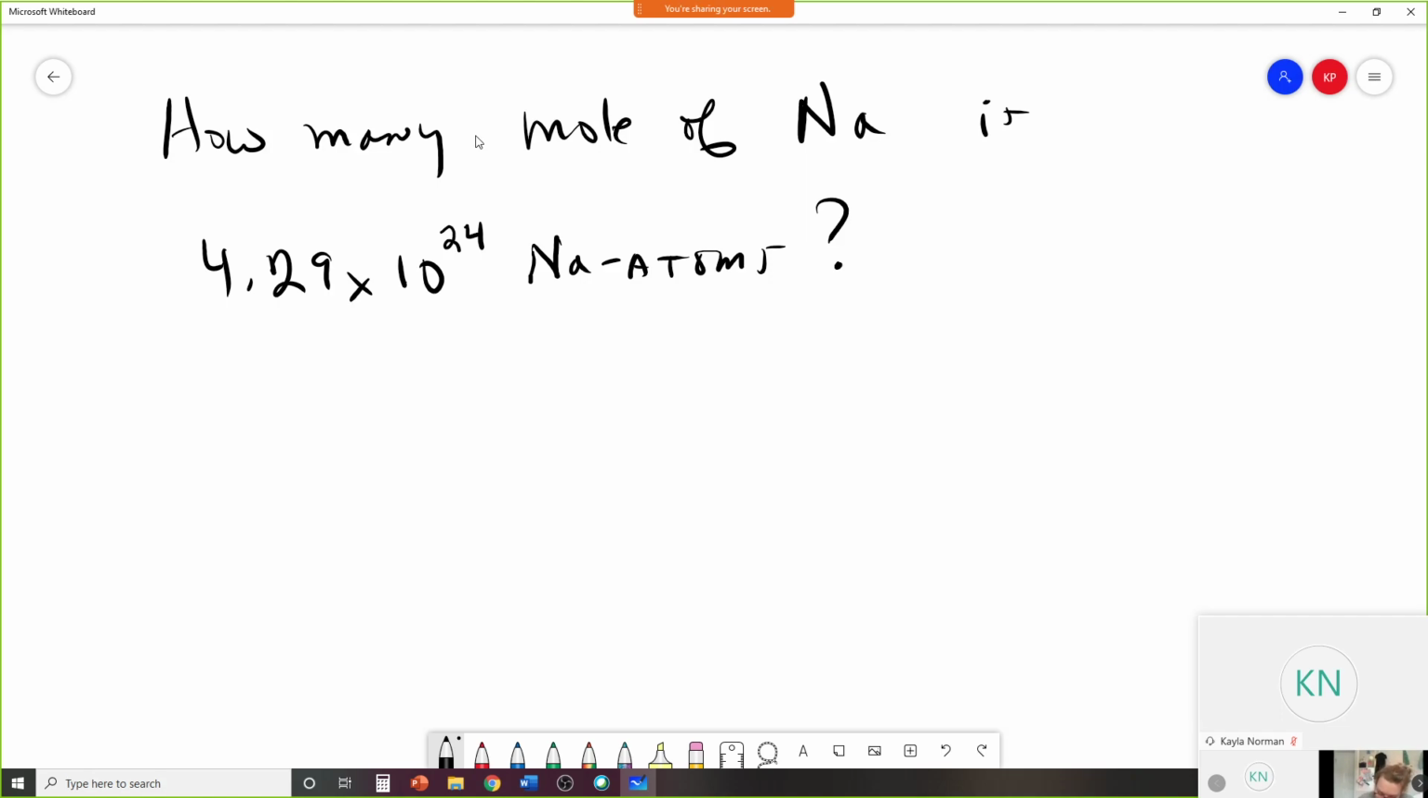Okay, so we have a question here. It says, how many moles of sodium is 4.29 times 10 to the 24th sodium atoms? Now remember what I said about these problems in chapter 3 and chapters after this as well. You have to ask yourself some questions. We only have one so far: do we see number of atoms or molecules? And the answer is, why, yes we do. I see a bunch of sodium atoms.